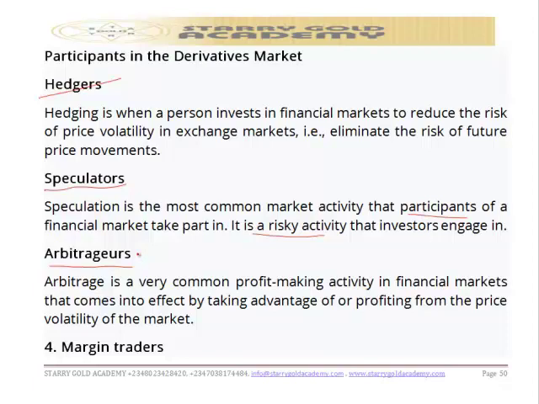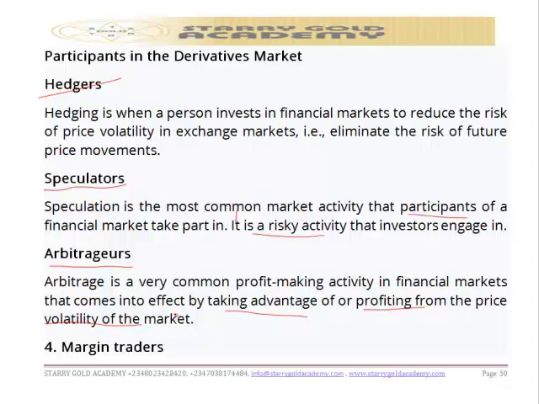Arbitrage is a very common profit-making activity in financial markets that comes into effect by taking advantage of or profiting from the price volatility in the markets. An arbitrator makes a profit when a price difference arises in investment of a financial instrument such as bonds, stocks, and derivatives themselves. That's about arbitrator.